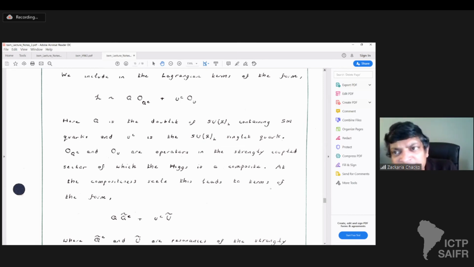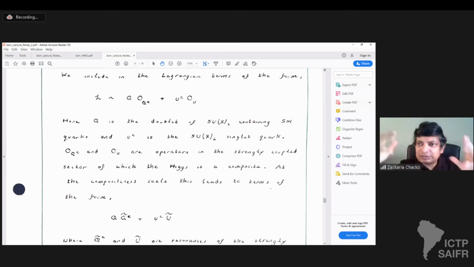To become irrelevant in the IR. Okay, so the dimension of this operator O has to be 5/2 or less. Now, it's not necessarily easy to find a theory where you have operators like that, okay? Because this is a fermion, and it has to be a singlet of the strong dynamics.